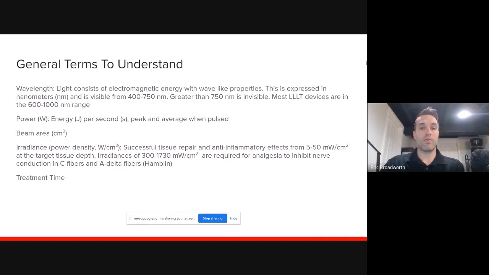The irradiance, which is the power density, which is watts per centimeter squared. This is a big thing to know. Again, since the beam area is difficult to know, there's a lot of discrepancy here, and it might not be very reliable as to what some of these manufacturers are claiming.